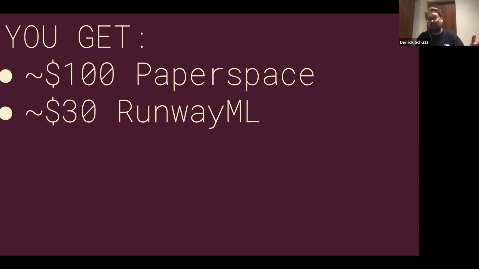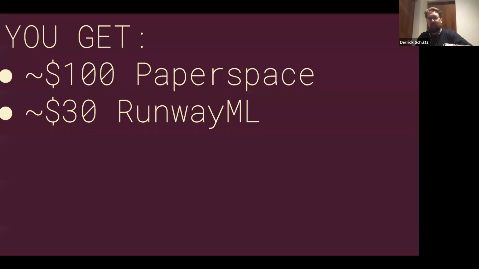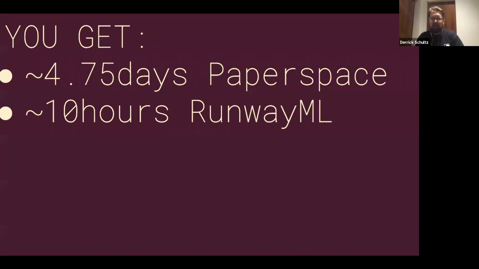Runway is semi-expensive. It's 5 cents a minute when you're running a model. I'll show that in a little bit, just how it works. But be aware that it is sort of pricey. What this money converts to in actual hours is this. Paperspace is 78 cents an hour. That gets you about 4.5 days of compute time, which will get you at least one of the models.